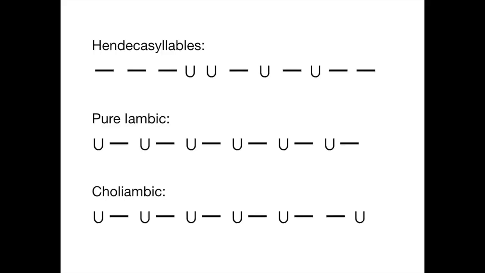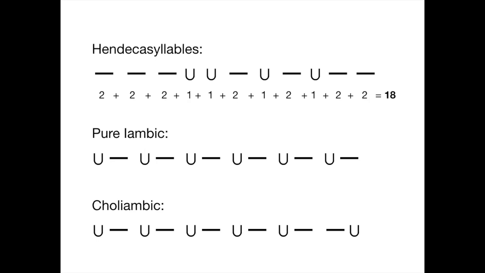So let's take a look. Latin is, of course, based on moras, a mora-timed language. And if we look at the rhythm of hendecasyllables, and I'll show them both on the screen here, hendecasyllables is like long, long, long, short, short, long, short, long, short, long, long. And if you add that up, three longs, that's six mora, plus two shorts, that's eight mora, plus long, 10, another short, 11, another long, 13, another short, 14, and then the last two longs, that's 18 moras.